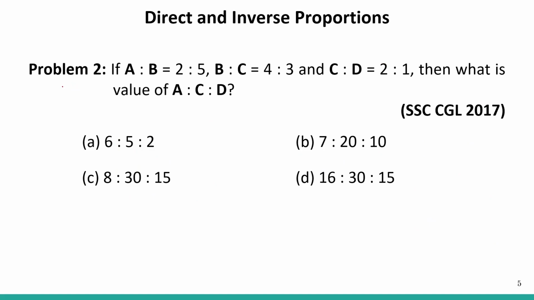So let's proceed with problem number 2. If A is to B is equal to 2 is to 5 and B is to C is equal to 4 is to 3 and C is to D is given to us as 2 is to 1, then what is the value of A is to C is to D? This question has been asked in the SSC CGL 2017 paper. Is it 6 is to 5 is to 2, 7 is to 20 is to 10, 16 is to 30 is to 15, or 8 is to 30 is to 15? Which among these 4 is a probable answer to this question?